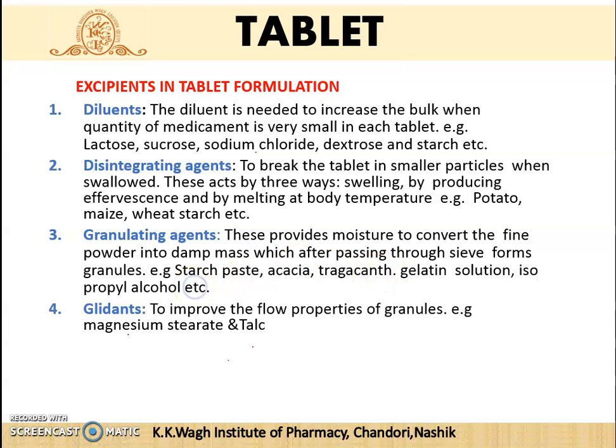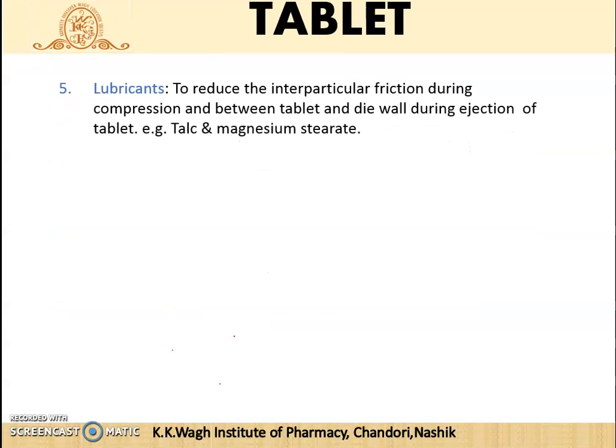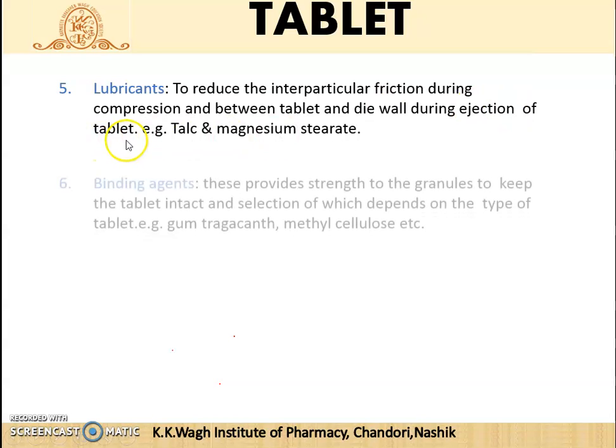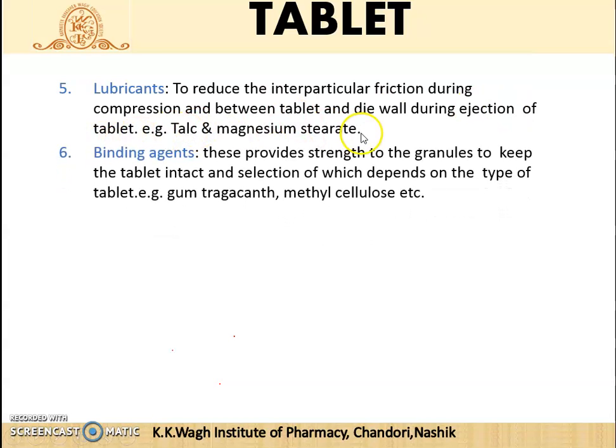Then the next one is glidants. Glidants improve the flow property of the granules. An example of a glidant is magnesium stearate. Then lubricants. Lubricants reduce the interparticular friction during compression and between the tablet and die wall during ejection of the tablet. Examples are talc and magnesium stearate.